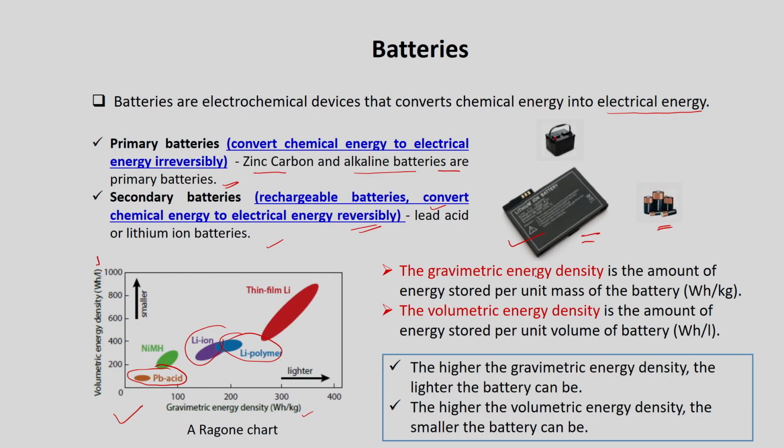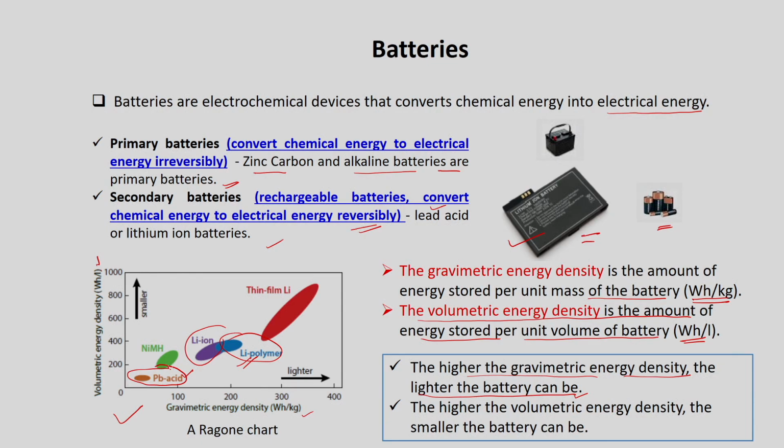So, gravimetric energy density is the amount of energy stored per unit mass of the battery. Okay. And volumetric energy density is the amount of energy stored per unit volume of the battery. Okay. Already we have defined those units, and as you can see, if volumetric efficiency increases, what does it mean? Higher the volumetric energy density, the lighter the battery can be. That is why these lithium ion and lithium polymer batteries are lighter than lead acid batteries, and higher the volumetric energy density, smaller the battery size.